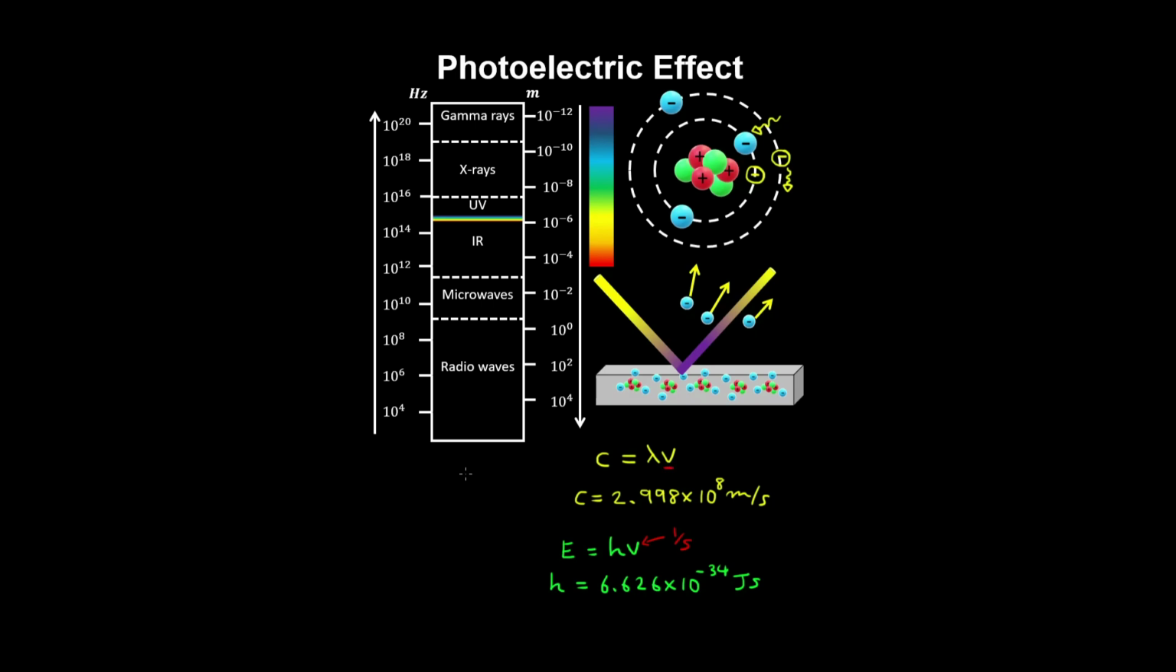Now we can write the frequency in terms of the wavelength, then substitute into this equation, and you can then write the energy of the photon in terms of the wavelength.